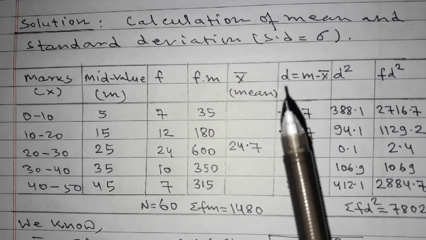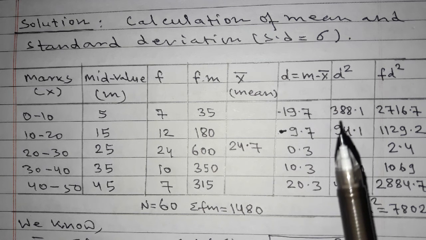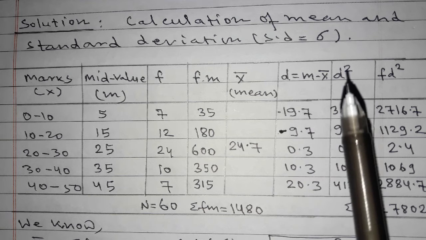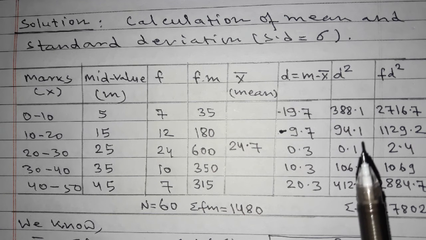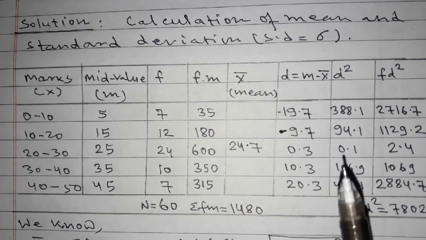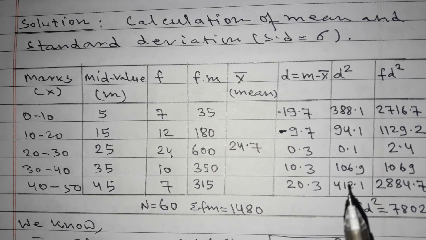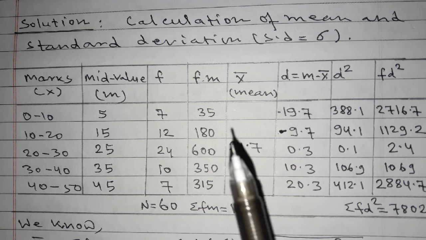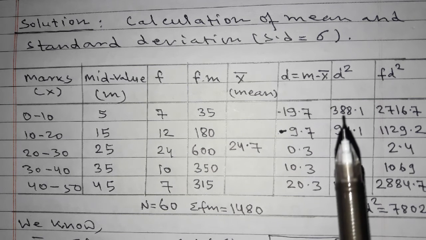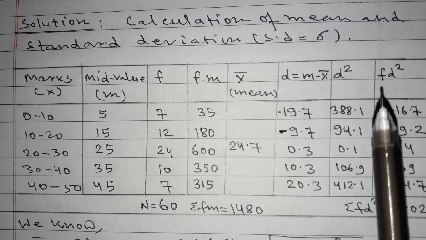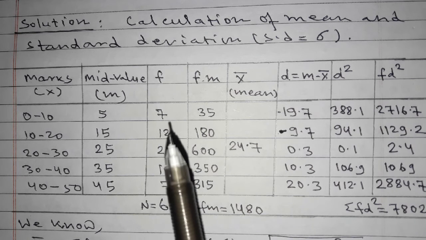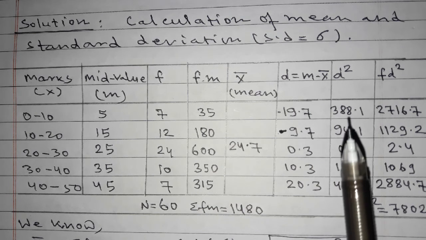That means a square of D. Minus 19.7 squared, we get 388.1. 9.7 squared, we get 94.1. 0.3 squared, we get 0.1. 10.3 squared, we get 106.9. 20.3 squared, we get 412.1. Now after finding D square, we have to take the product of frequency and D square to get the value of F D square. That means F into D square. Let's multiply F and D square.